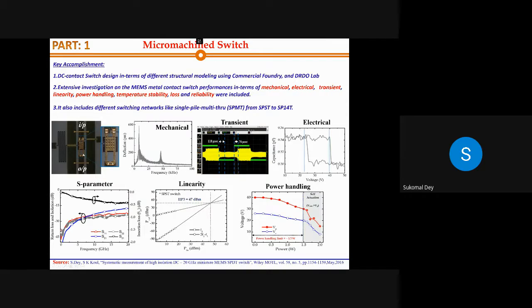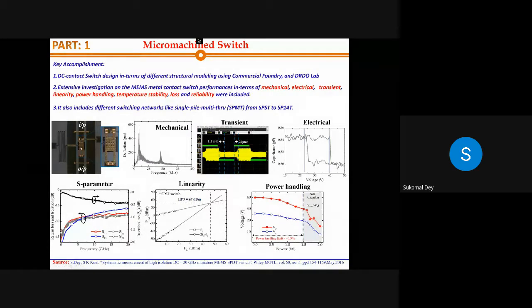You can see a switch image is given over here. This is a microscopic image, where you can see an input line and output line, and this is the coplanar waveguide line. In the center is the signal line. On either side of the signal line, there is a ground. Then on the signal line, you are keeping the switch, and the switch is cantilever type in nature, where it is anchored at one point and the other end is free.